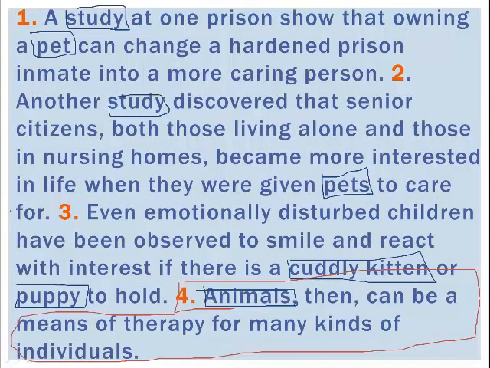And then we're just going to double check. Animals then can be a means of therapy for many kinds of individuals. So are they talking about animals? Yeah, they're talking about pets, and then kittens and puppies. Every sentence has to do with that. And does it talk about many kinds of individuals? I think so, because here we're talking about inmates. That's one type. We talk about senior citizens. That's another type. And we talk about children as our last type. So I would say that falls under many kinds of individuals. So right here, let me see if I can make a star. Number 4 is our main idea.